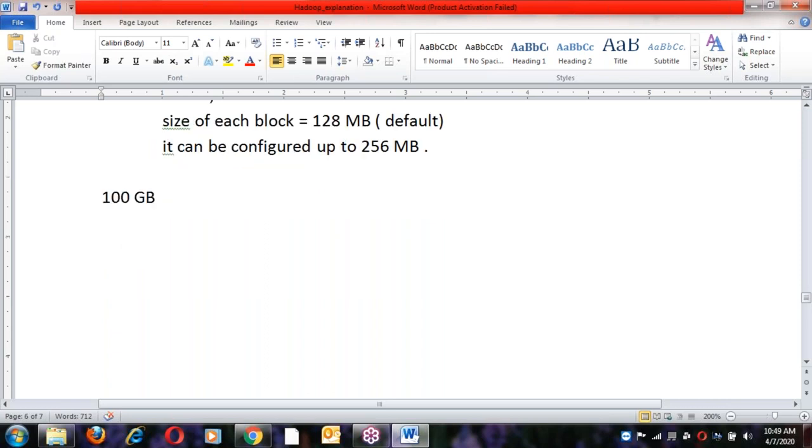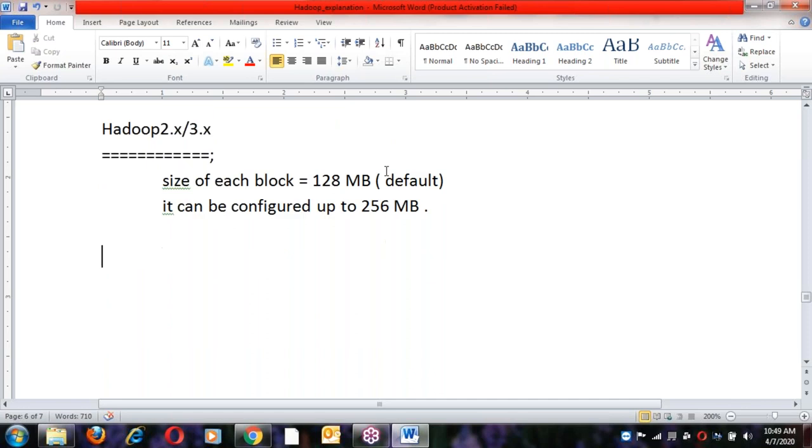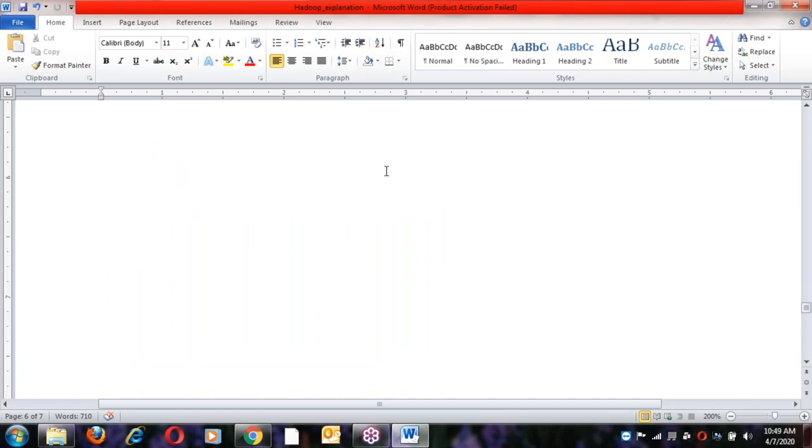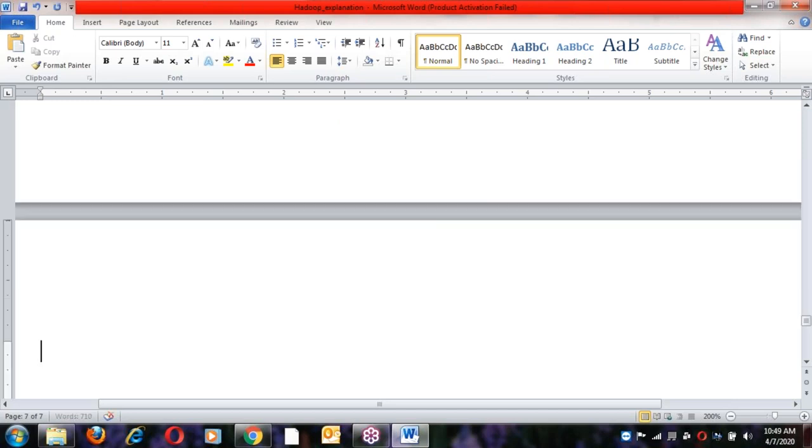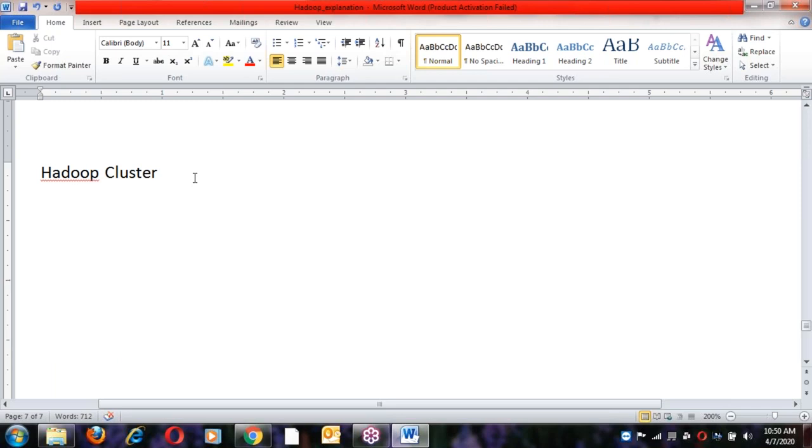Let us see about the Hadoop cluster. This is just a high level architecture; low level we'll discuss later. The low level architecture may not be understood at this stage. After installing Hadoop, we'll discuss the low level architecture. Now, Hadoop cluster, high level architecture.